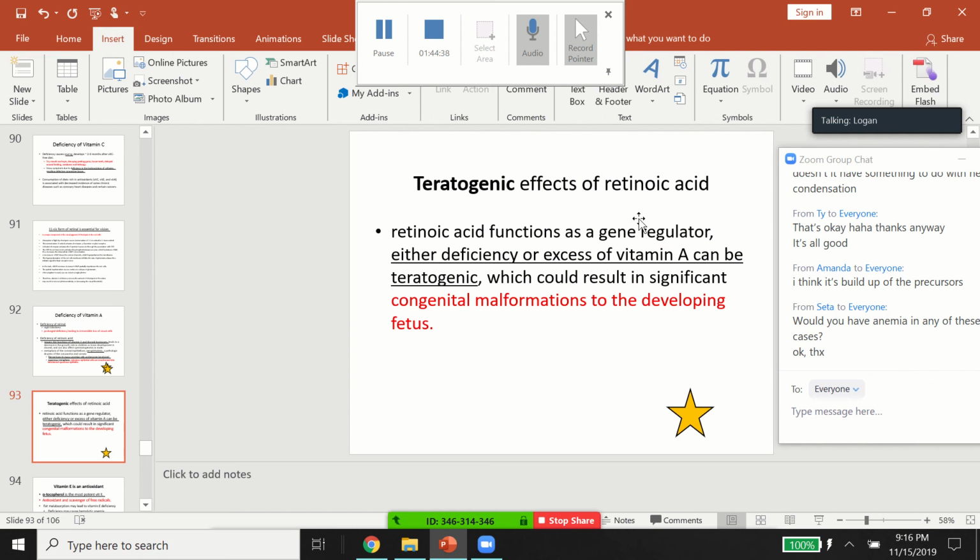Teratogenic effects of retinoic acid. So know also that either a deficiency or an excess of vitamin A can be teratogenic or cancerous, basically, and so therefore can result in congenital malformations to a developing fetus and pregnant women.